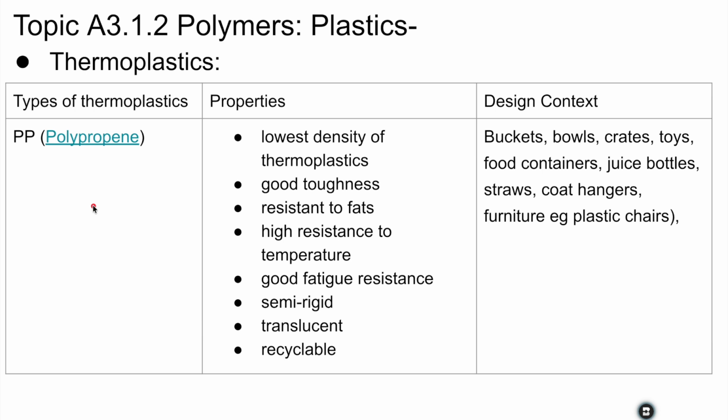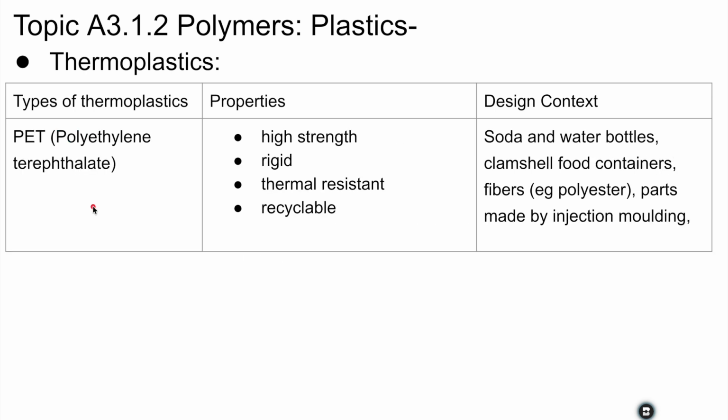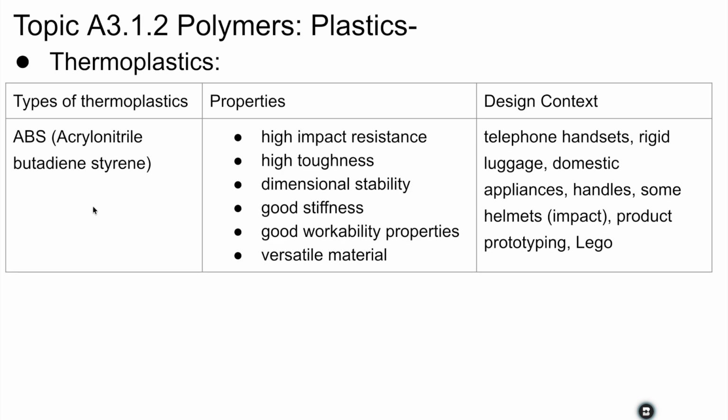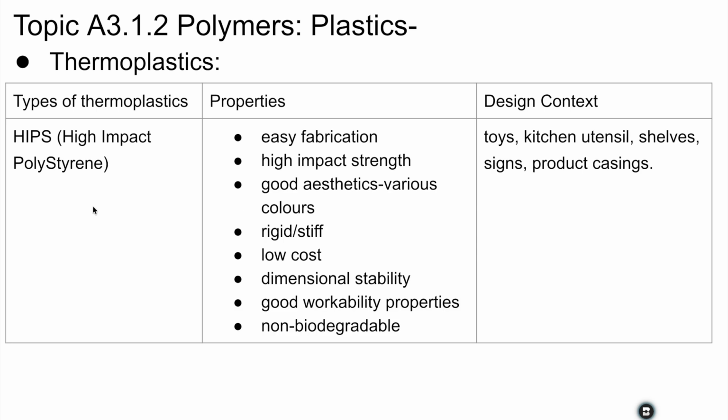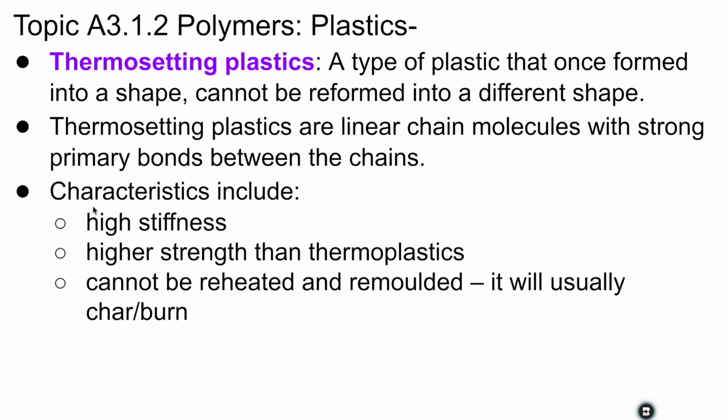This is polypropylene, polyethylene, polyethylene terephthalate, ABS, high impact polystyrene, polyvinyl chloride, and we're getting to thermosetting plastics.